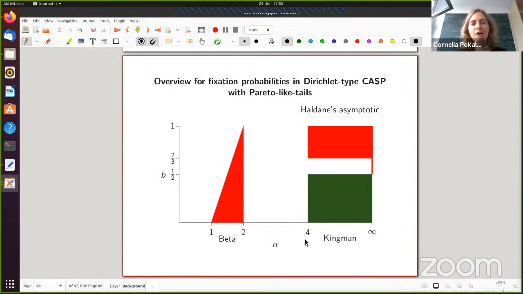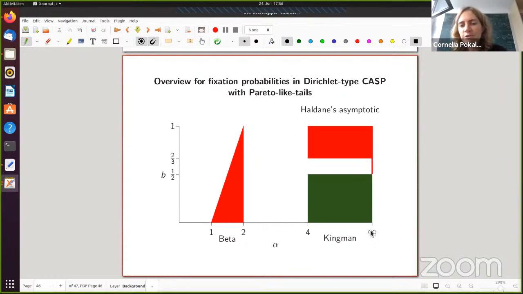Okay, now I have an overview of what we have shown today. The red part is a backwards approach that we used. So for alpha between 4 and infinity, this is for the fixation probabilities of Dirichlet type Kingman's ancestor selection processes with this Pareto-like tail, where we have just this constant L alpha. So if alpha is between 4 and infinity, then for these Dirichlet type weights, or as Anton said, the stronger moment conditions are always fulfilled if alpha is larger or equal than 4. So we can use a backward approach with the coupling with the Moran model to show the formula.